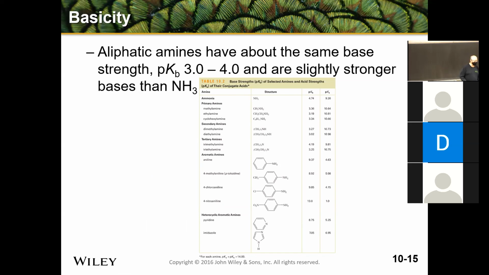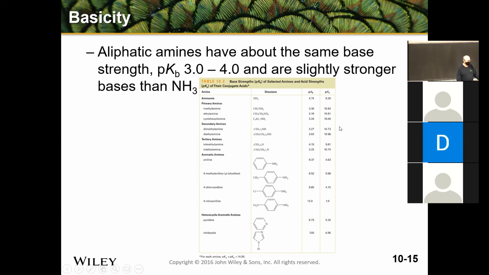The print's a little small here. Aliphatic amines have about the same base strength, no matter what the R group is, about 3 to 4, and are slightly stronger bases than ammonia. So ammonia here is up at the top for reference, 4.74. Methylamine, 3.36. That is a difference of a little more than 1, so this is more than 10 times more basic than ammonia.